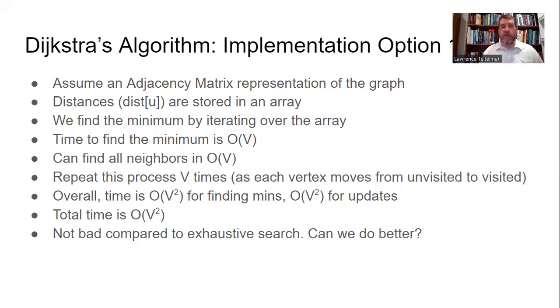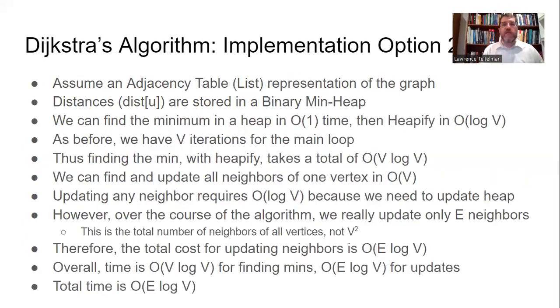Just like we don't like bubble sort and selection sort and insertion sort, certainly not when we have big arrays, we don't really like V squared if there is a better option. The question is, is there a better option? And the answer is yes, but it's going to take work. So the first thing we do is change the representation of the graph. Instead of an adjacency matrix, we switch to an adjacency table, or what most people call an adjacency list.